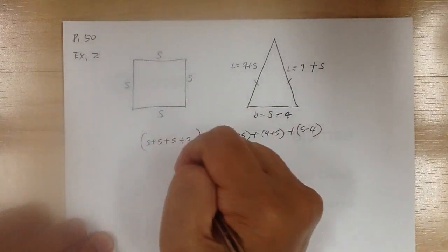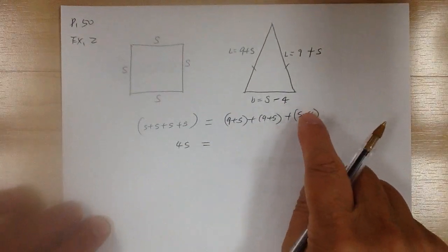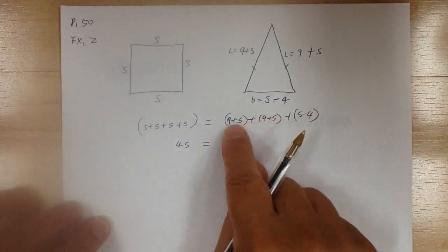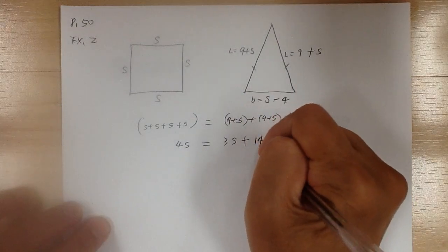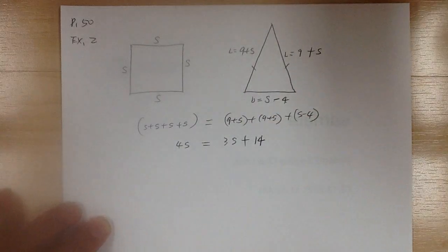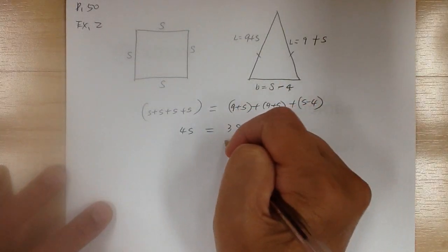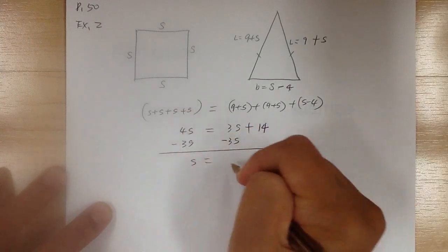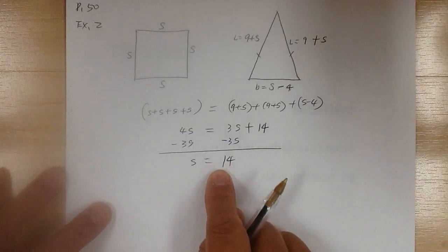Then if you simplify, you get 4S equal to, when you add this together, the variables 1, 2, 3, so it would be 3S. The numbers: 9 plus 9 is 18, minus 4 would be 14. And then from here, you can solve for S, so minus 3S from both sides. So S equals 14. Now don't box that yet, because that's not the final answer.